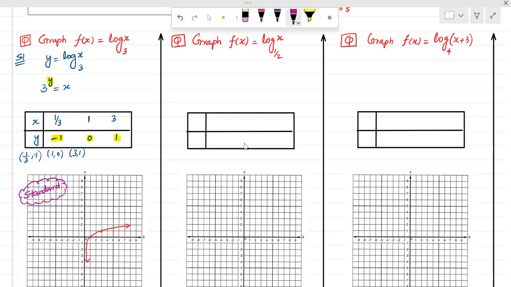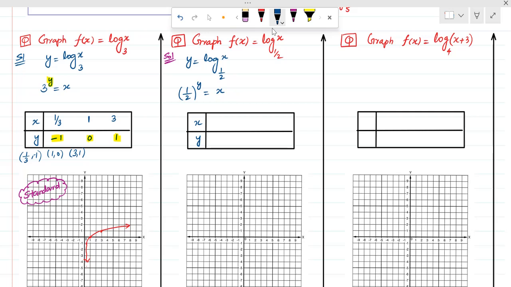Similarly, here we will have the function with base 1 over 2. Let us solve the same way. y equals log x base 1 over 2. If you cross multiply, you will get 1 over 2 to the power y equals x. This is the x and y we have.